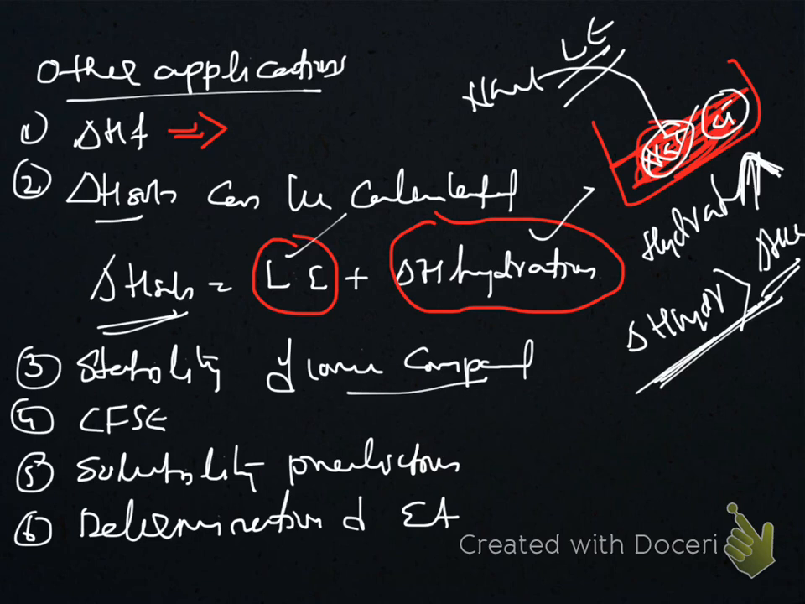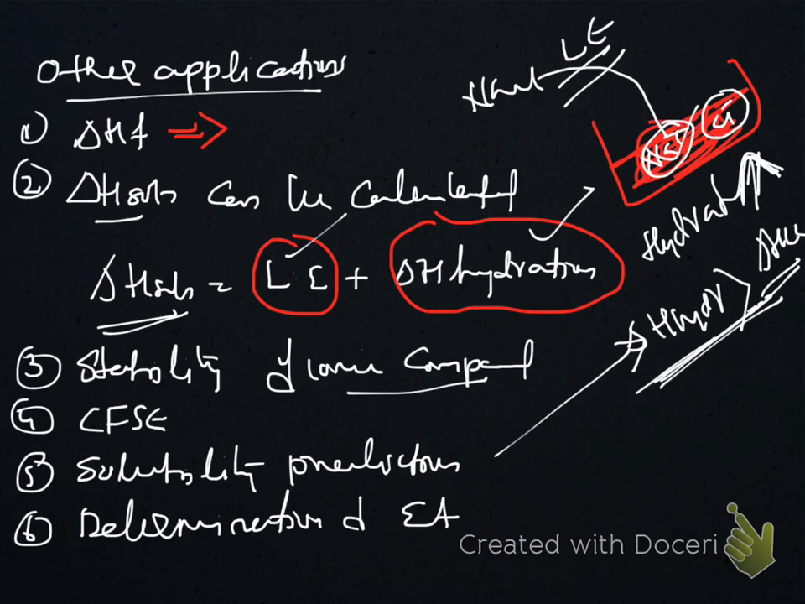Lattice energy data determined using this Born-Haber cycle is useful in the evaluation of CFSE, crystal field stabilization energy of complex compounds. Solubility prediction, that is another application that we have seen here. Hydration energy should be greater than lattice energy, then only soluble.